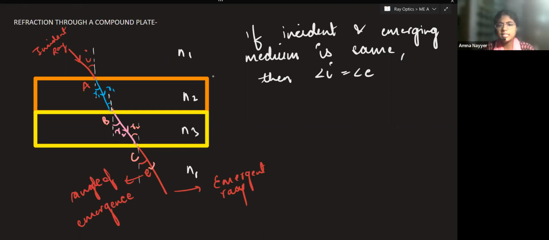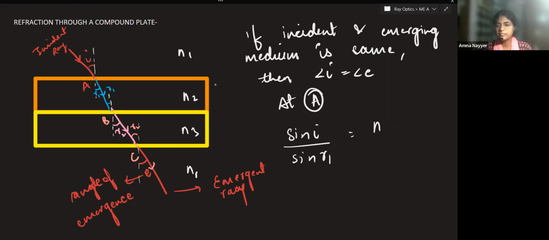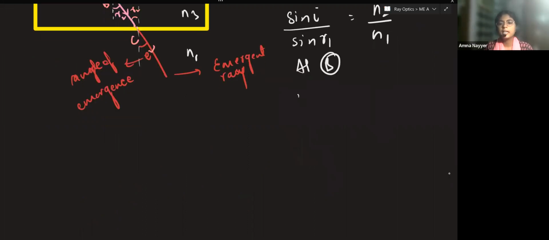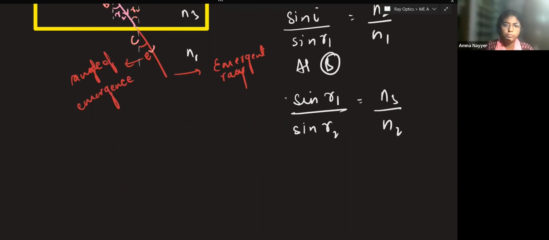See, if you apply Snell's law at point A, then sine i by sine R1 will be equal to what? N2 by N1. And if you apply Snell's law at point B, this will be sine R1, because R1 is the angle of incidence, by sine R2, that is equal to N3 by N2. Understood?